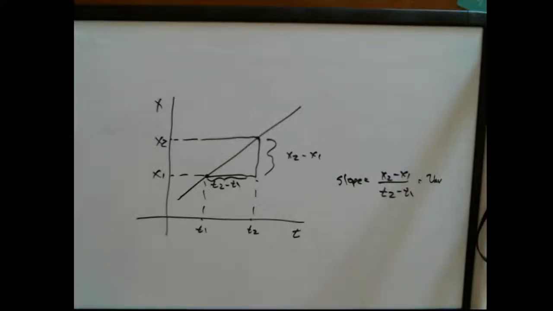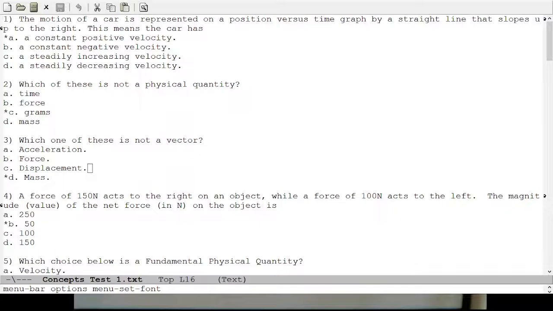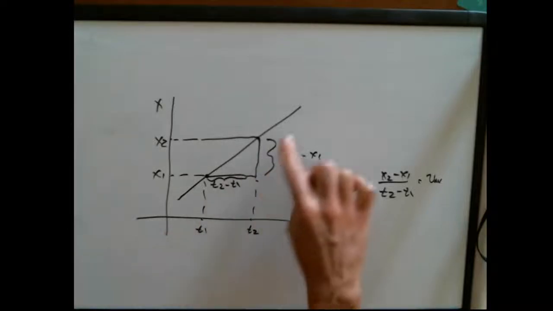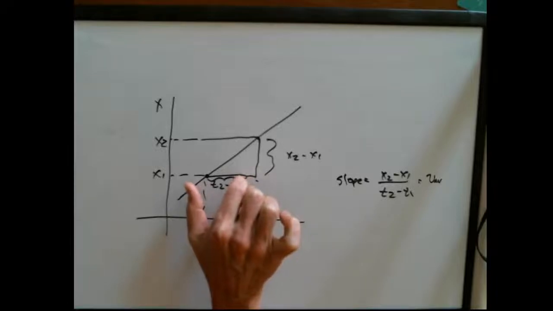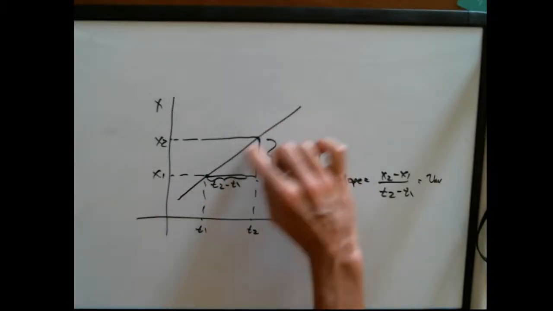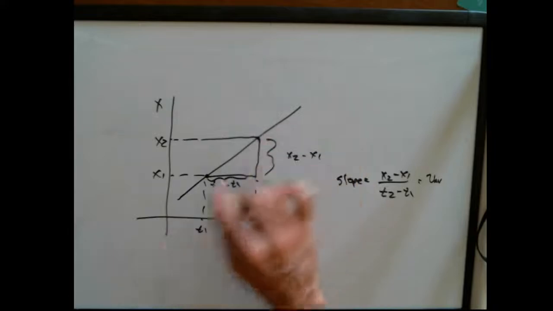And so the question says, let me go back to it. The motion of a car is represented on a position versus time graph by a straight line that slopes up and to the right. This means that the car has a constant positive velocity, right? When the slope is up, it's positive. A slope this way is positive. It means this number is positive and this number is positive. So it's constant because it's a straight line. The slope anywhere along that line is the same.